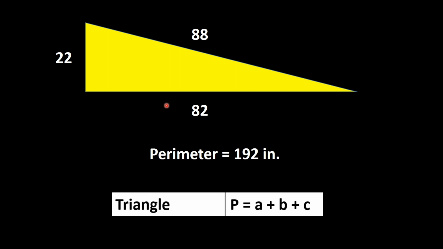Here are the sides of the triangle. So this is the shortest side, which is 22 inches. The longest side, which is 88 inches. And the third side, which is 82 inches. So the total distance, or the perimeter, is equal to 192 inches.